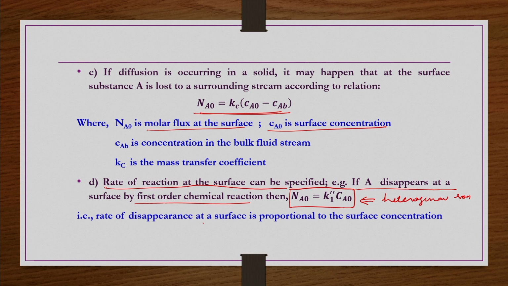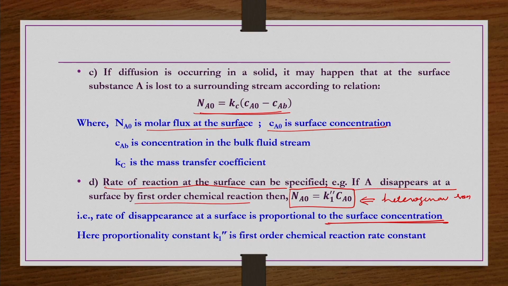So, that is, the rate of disappearance at the surface is proportional to the surface concentration if it is a first order chemical reaction. If it is a second order chemical reaction, then power 2 would be there. Here the proportionality constant K1 double prime is the first order chemical reaction rate constant. Mostly we take first order reactions in the problems.